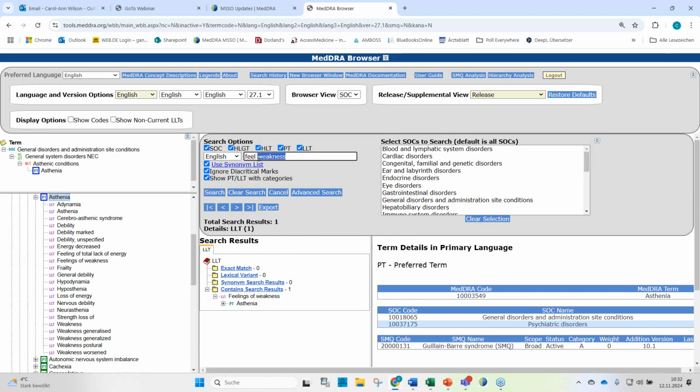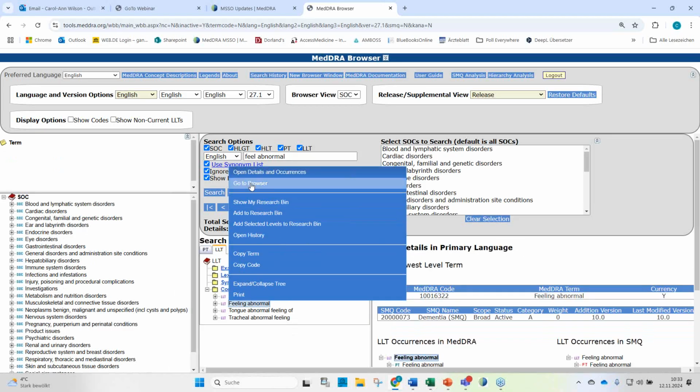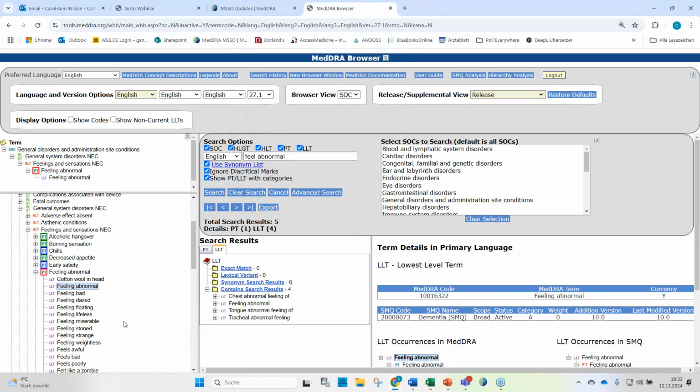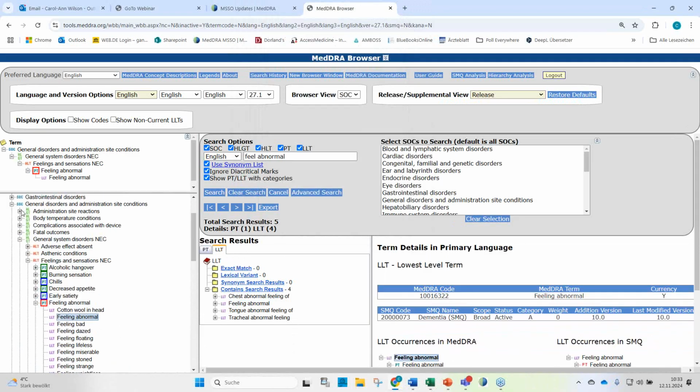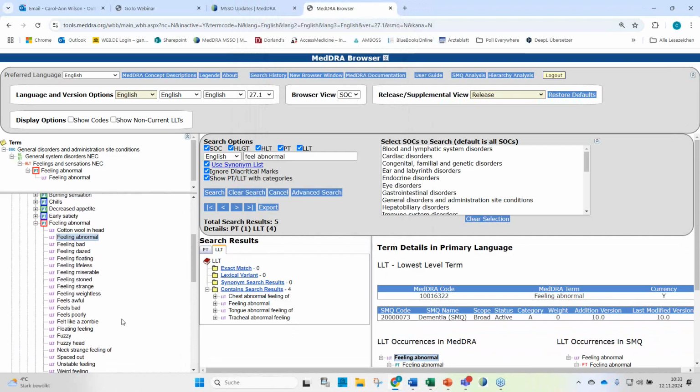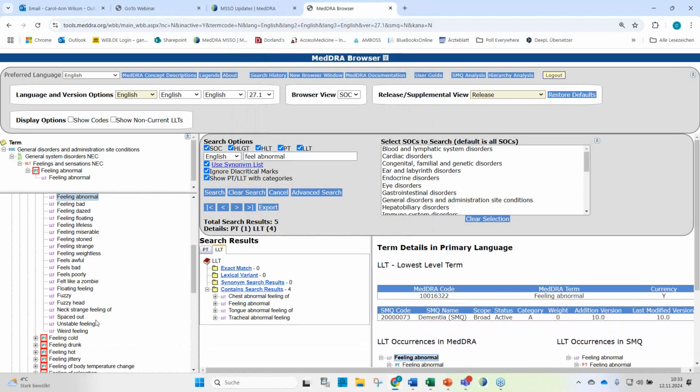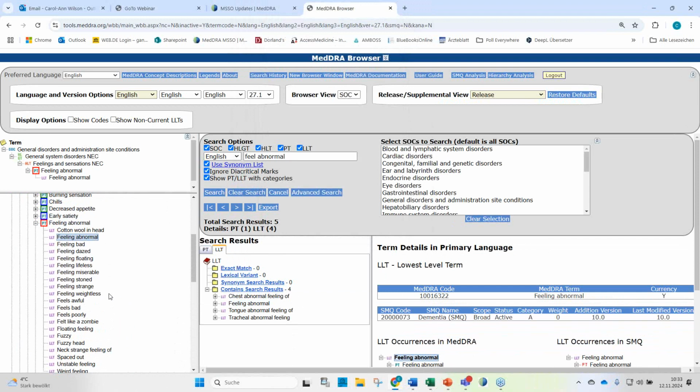What about, because it's a feeling only and we are not sure whether this is really an objective finding or whether it's just a feeling that has no objective background, we could consider the PT feeling abnormal. Here it is, feeling abnormal. And if we go to the browser again, you see it's in the general disorders system organ class, and there's a lot of LLTs underneath. Feeling floating, feeling miserable, feeling stoned, feeling poorly, bad, spaced out. So really feelings, strange wordings where one cannot catch a real medical background. It's just a sensation of feeling bad or different than before or in other instances.